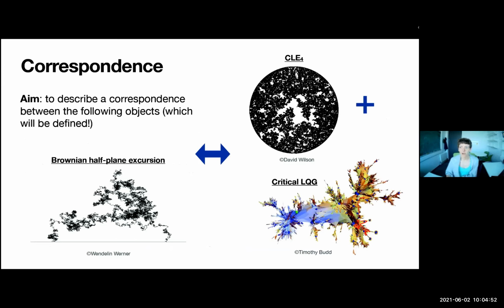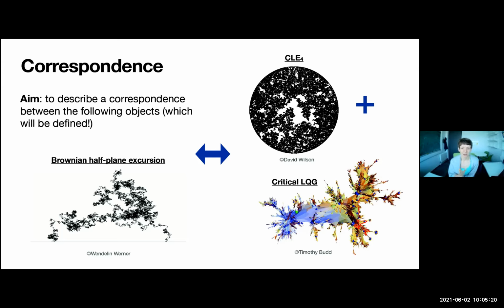Okay, so before I go into details, the main aim of today's talk is going to be to describe a correspondence, which is one of the key results of this forthcoming paper, between two objects. The object on the left-hand side, which is a Brownian half-plane excursion, and the two objects on the right-hand side, which combine to give something called CLE decorated Liouville quantum gravity.